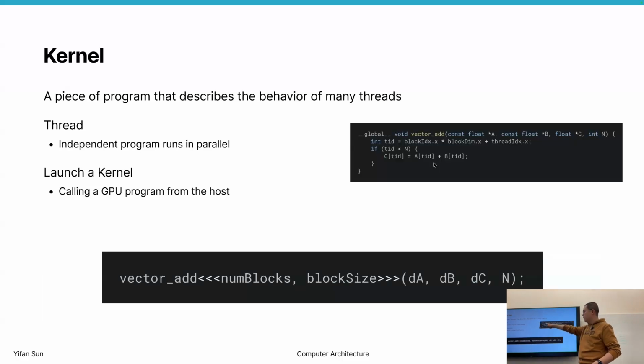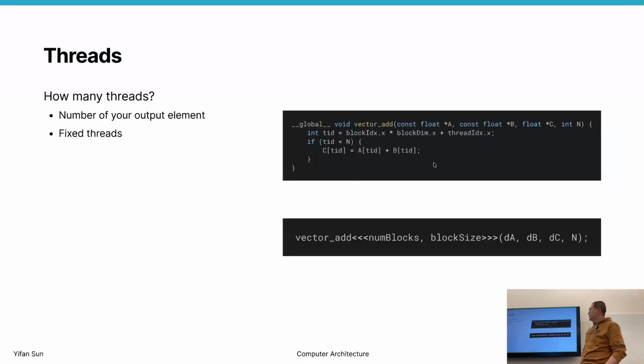Now, how can we launch a kernel? We have this specific phrase, launch a kernel, not call a function or invoke a function. Launching a kernel function is basically calling a GPU function from the host using this syntax. We need to decide how many threads we need to have. That's the first thing we need to consider. And typically that's the number of output elements.